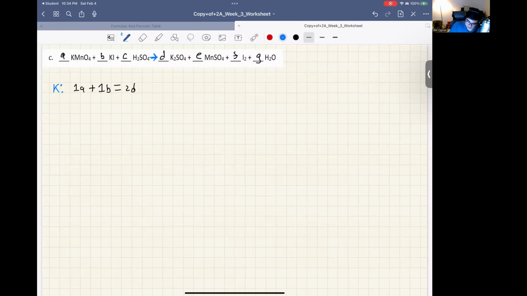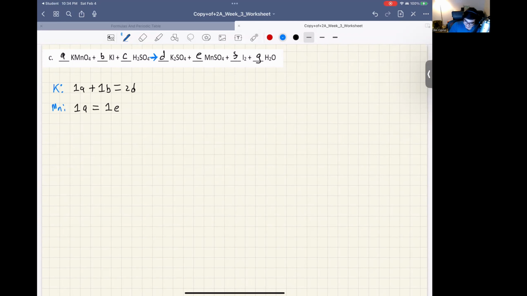All right, next, manganese. Same thing here. I have 1A, there's only one on the left here. And I have 1E on the left, mixing these up. So 1E on the right. There's 1 manganese, the coefficient is E. So for every E, I have 1 manganese. So A, you can see here, has to be equal to E. And we're going to do that for all these coefficients.